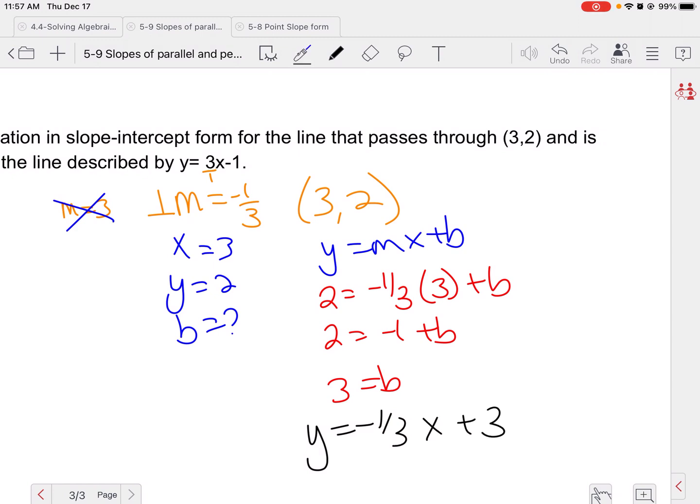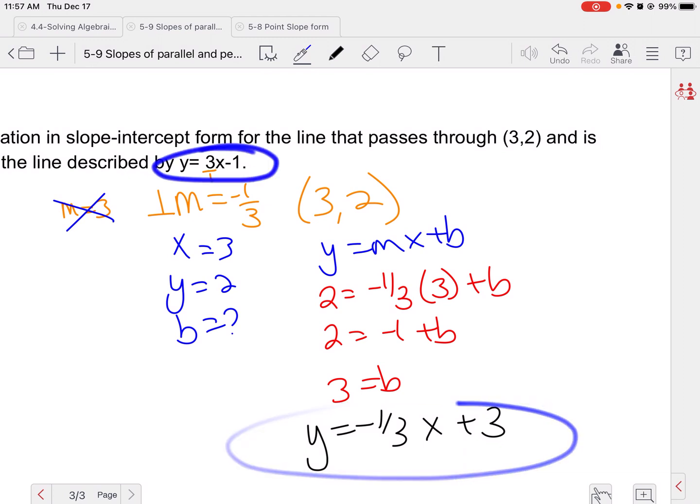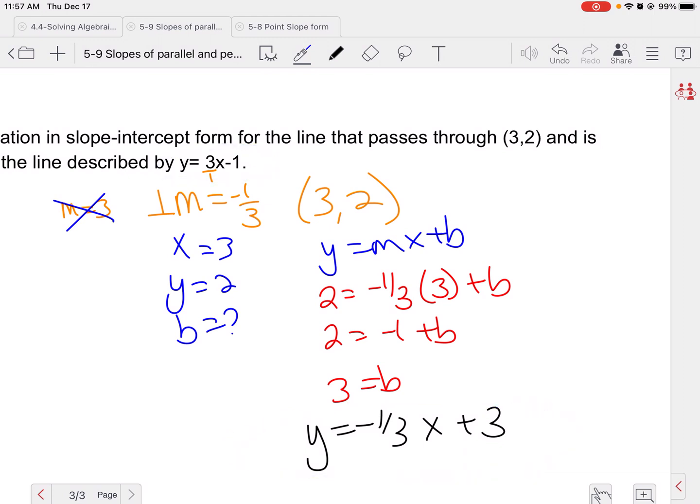Again, we should have very different slopes between these two equations. This first equation we're only using to steal the slope, and then we're ignoring it forever. We don't use it again. It is possible for two perpendicular lines to have the same y-intercept. That just means that's where they're crossing. But they should have different slopes.